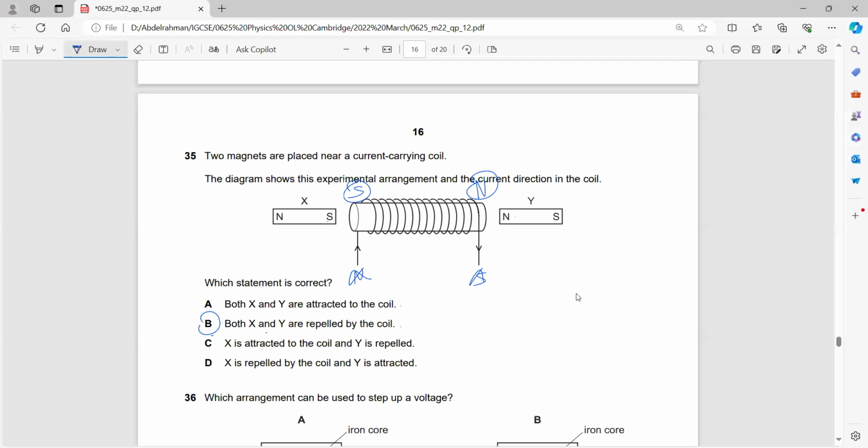Either way, you need to know that C and D are cancelled. Why? Because they would either both attract or they would either both repel. This is a really hard question.